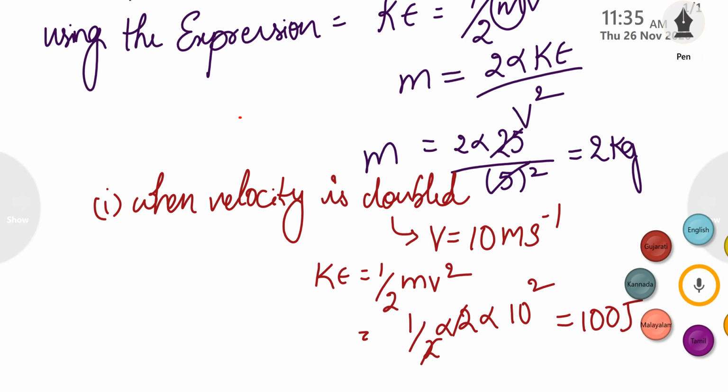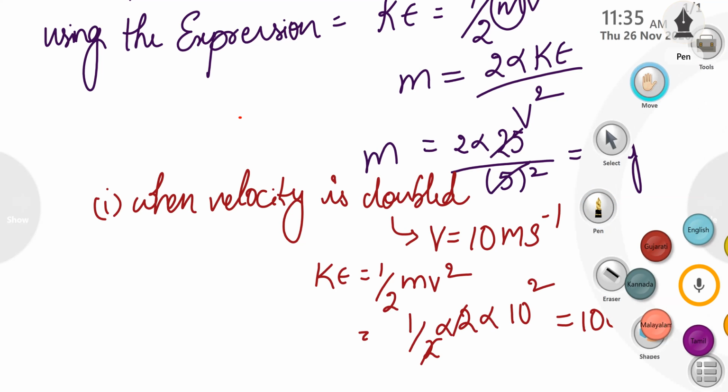And one more thing is there, when velocity is tripled. What is the answer when velocity is tripled? Ma'am, 225. Yeah, 225 joules.